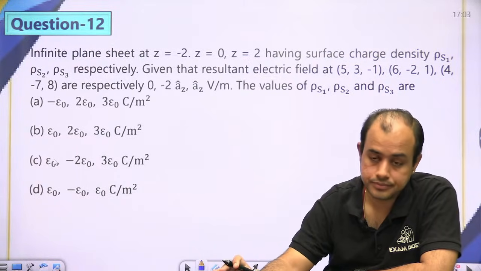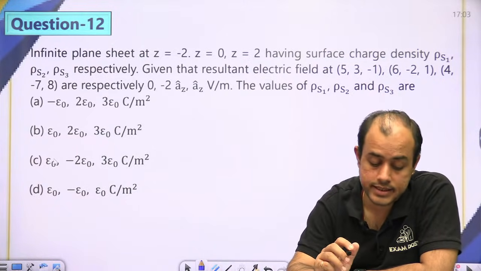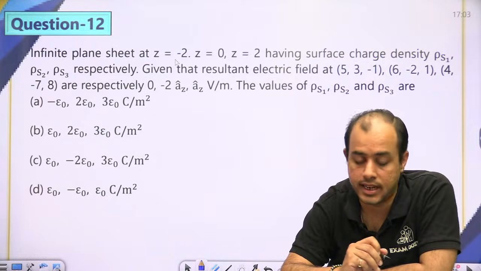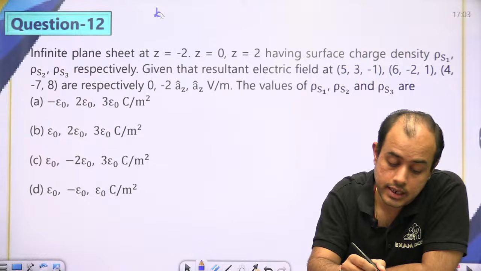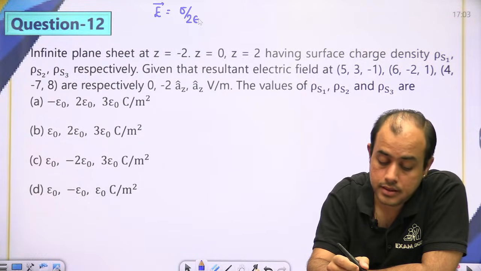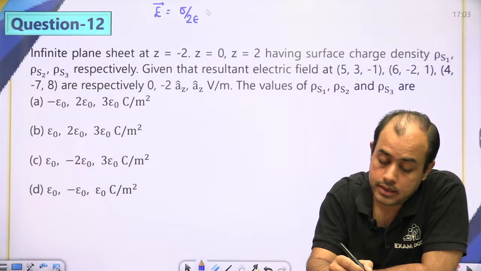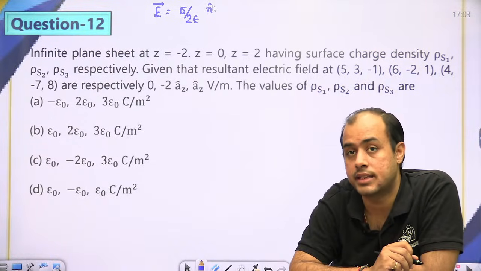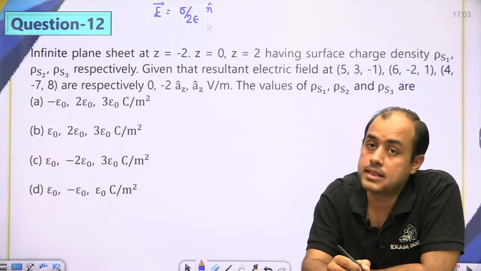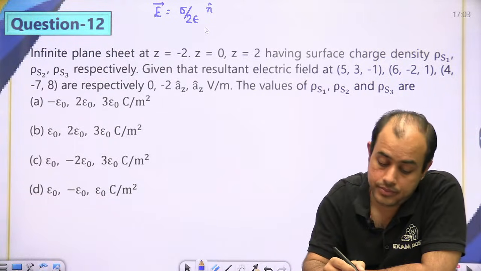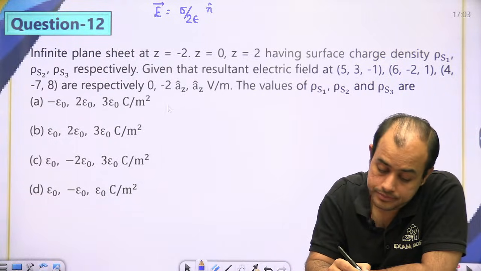Now beta, this is very easy actually. What you have to understand is the z coordinate of a charge is given. So electric field due to a sheet charge is sigma by 2 epsilon. Okay, then it is n cap. How to take the n cap? N cap is taken by subtracting the coordinate of the point and the charge.